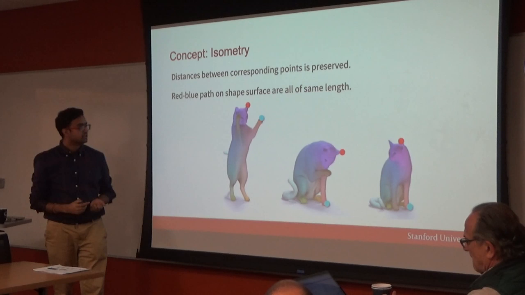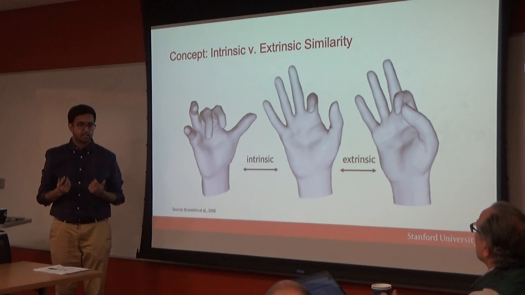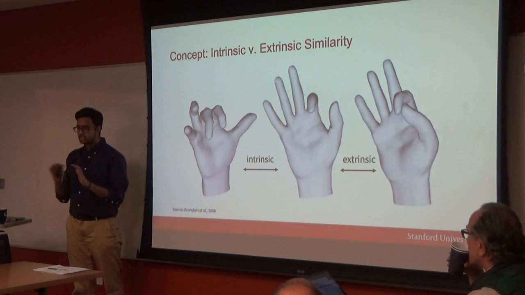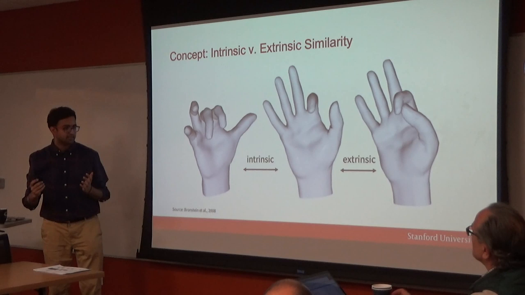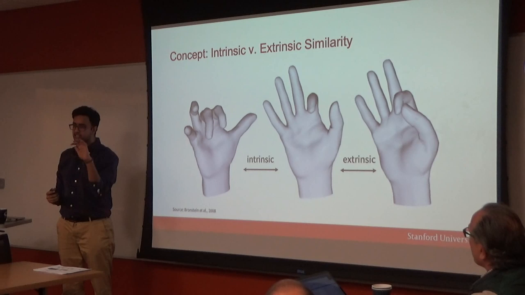Now, why are isometric shapes important? They are critical in defining what is known as intrinsic similarity of two different shapes. Two different shapes are said to be intrinsically similar to one another as long as they are separated by at most an isometry. This means the local geometry of the two shapes would be identical. For example, in this left shape and the middle shape, you would see that the local geometry is identical in spite of the fact that there are certain fingers which are bent in different ways.